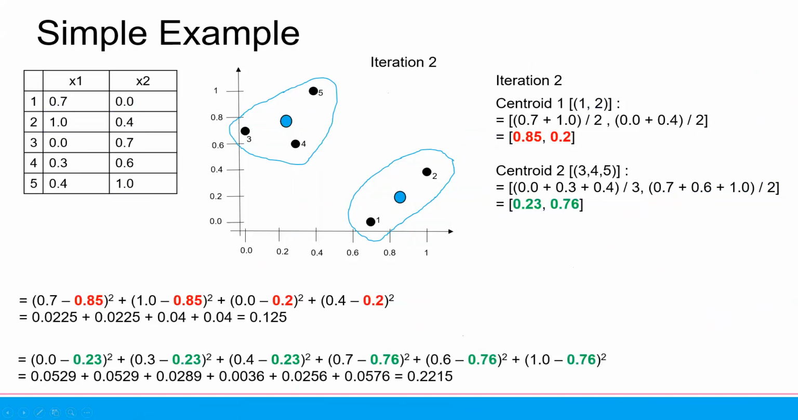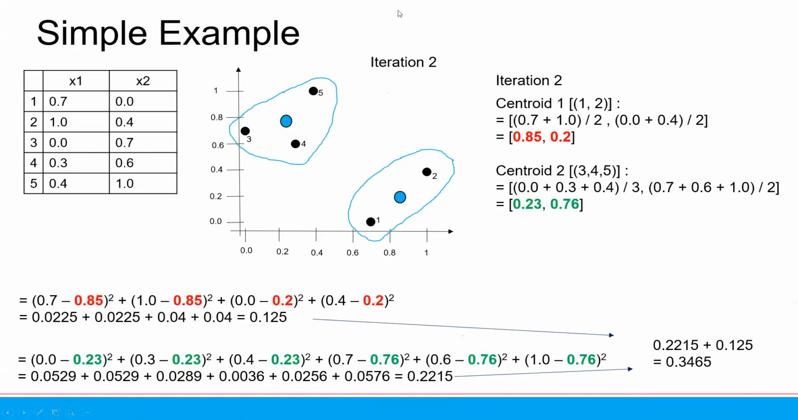Again, you can measure the distance. So the distance from this is 0.7 minus 0.85 squared, 1 minus 0.85 squared, and so on. So we will get the error or the distance from the centroid 1, and we can do the same with the 3 and 4 and 5, and we can get this error. So we can do the summation. This is here 3, 4, 6, 5.